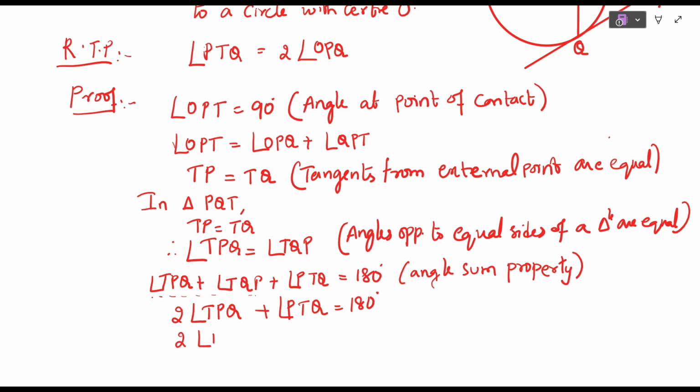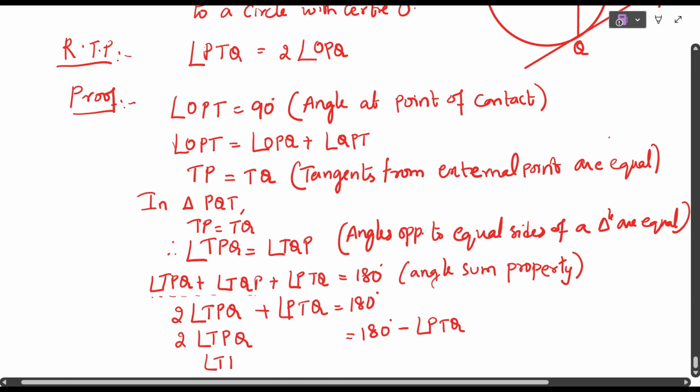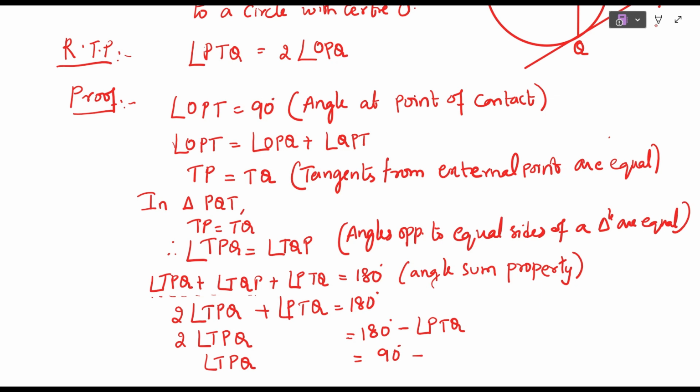Angle TPQ is equal to, I'm going to send this towards the other side, angle PTQ. Now angle TPQ will be equal to, so into 2 becomes divided by 2. This becomes 90 degrees minus 1 by 2 of angle PTQ. Did you understand, students?